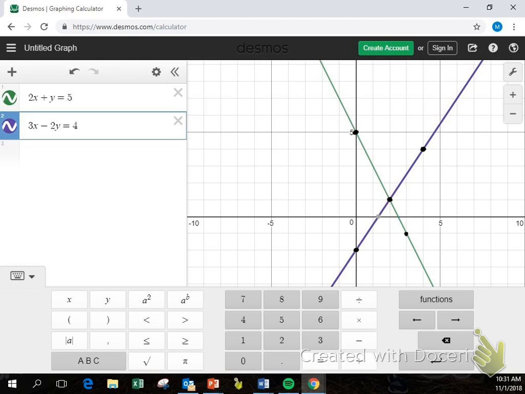And what is the answer to our problem? 2, 1. The point of intersection, which is 2, 1. So that is the answer to letter B. Because the solution of a system of equations is the point of intersection. It's an ordered pair every single time.